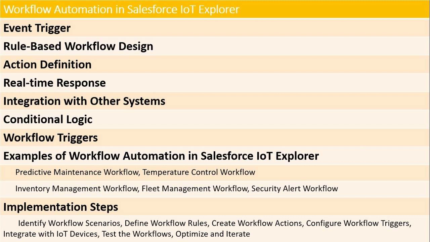Overview of workflow automation in Salesforce IoT Explorer. Event trigger. Overview. Workflow automation is initiated by specific events or conditions detected by IoT devices. Details. Events can include changes in sensor readings, device status updates, or any other predefined conditions set in the system.